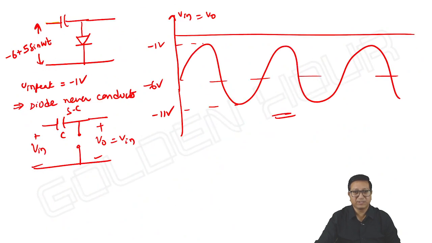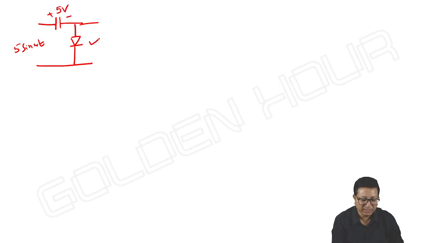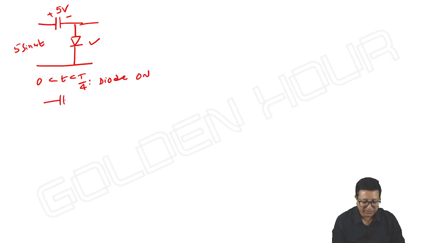Actually, what is the problem with the clamper circuit we have taken? If you take this clamper circuit, suppose I gave some input like 5 sin omega t. Then the capacitor will charge up to 5 volts, and later the diode is off. So for 0 less than t less than T by 4, the diode is on. We know the whole story. The capacitor is charging to 5 volts.